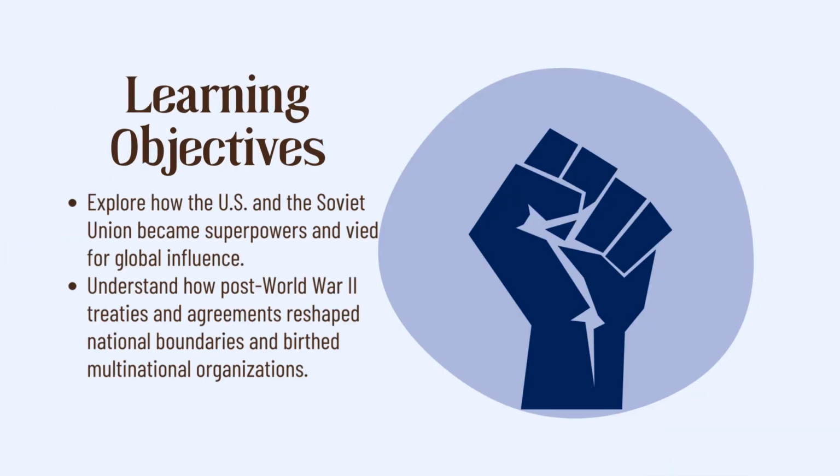We'll talk about it. First, let's start with the learning objectives. Remember, these are the things you should be able to do by the end of the lesson. First, explore how the US and the Soviet Union became superpowers and vied for global influence. Vied meaning they're both wanting more global influence than the other one. Second objective, understand how post, which means after, World War II treaties and agreements reshaped national boundaries and birthed multinational organizations. Let's talk about those things in the lesson.